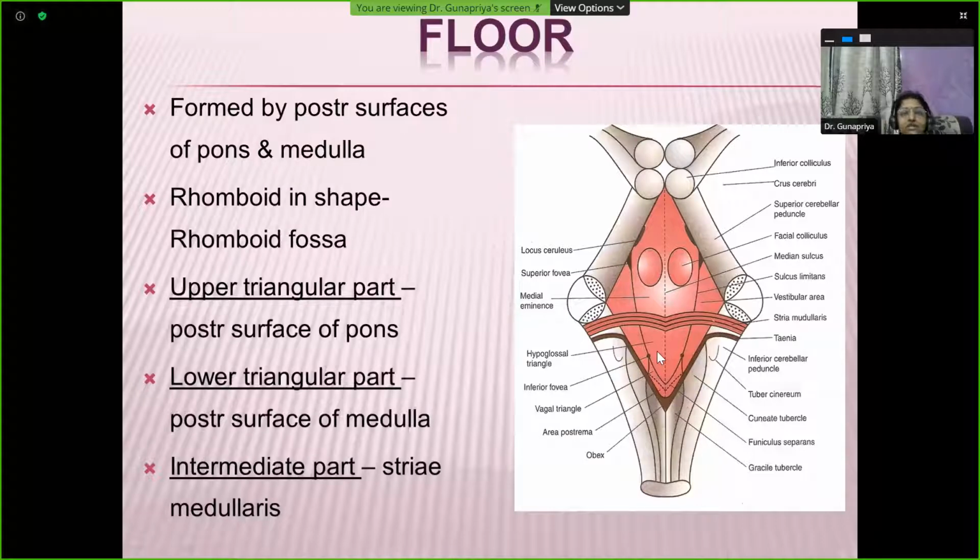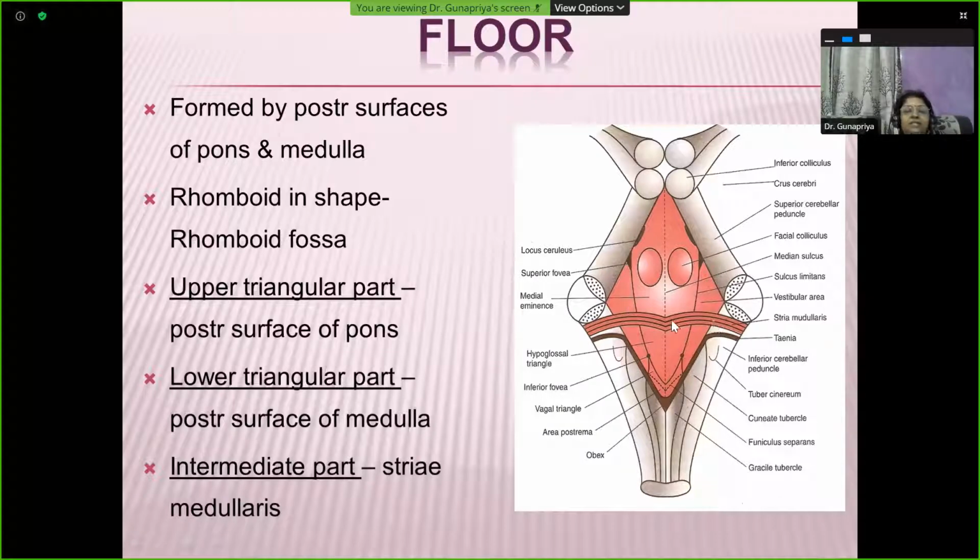So if they ask in a question as short notes, rhomboid fossa in paper 2, you should know it is nothing but the floor of the fourth ventricle. Don't blink there. The floor of the fourth ventricle is also otherwise known as the rhomboid fossa of the brain. You should know what this fossa is; the interpeduncular fossa is different, on the base of the brain. This is the rhomboid fossa, which is the floor of the fourth ventricle. It is a four-sided figure, rhomboid in shape, hence it is known as rhomboid fossa.